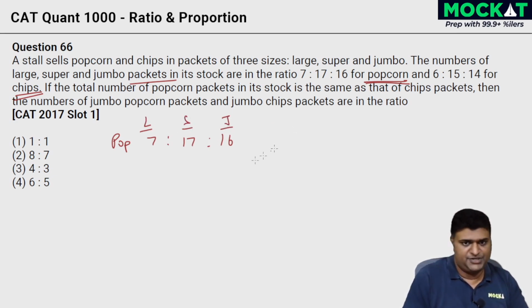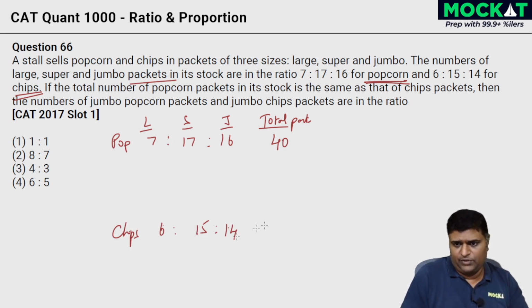Large, super, and jumbo. Now, what's the total? The totals are what are equal. What are the total parts over here? 7 plus 17, that's 24, plus 16, which comes to 40. If there are 40 packets in total for popcorn, 7 of them are large, 17 are super, and so on. We know how ratios work. Now, what about chips? Chips is in the ratio of 6:15:14. Add up and you get 21 plus 14 comes to 35. If there are 35 packets, then this is the split.